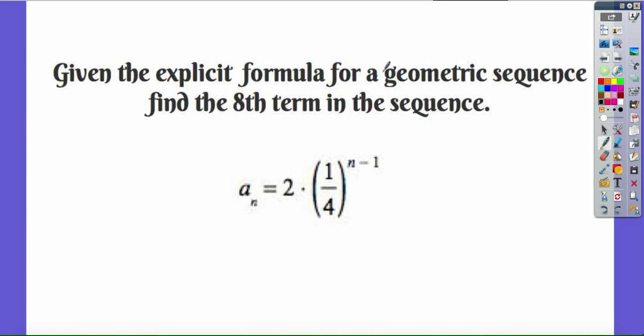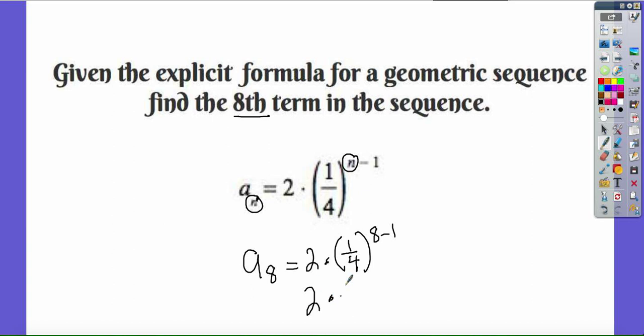Given the explicit formula for a geometric sequence, find the 8th term in the sequence. So they already wrote the formula for us. We're just trying to find the 8th term. So wherever we have an n, or the term number, we're going to plug in an 8. So a sub 8 is equal to 2 times 1/4 to the 8 minus 1 power. So 2 times 1/4 to the 7th power.